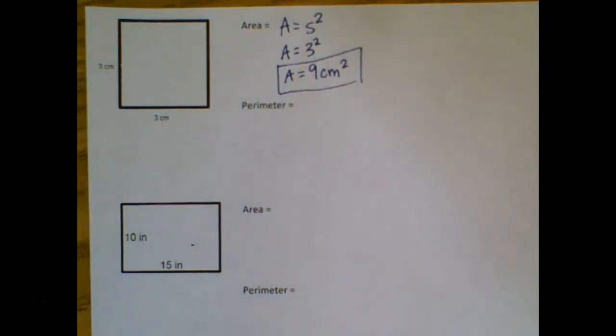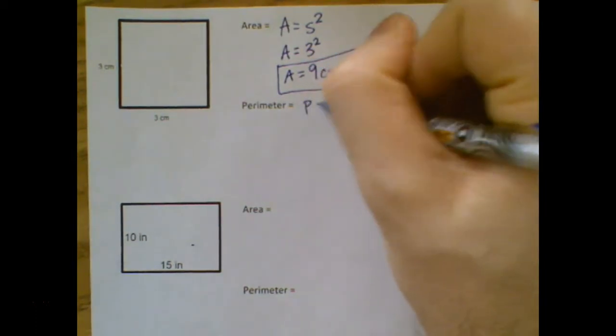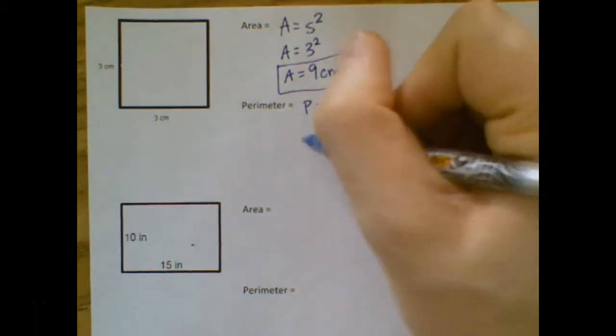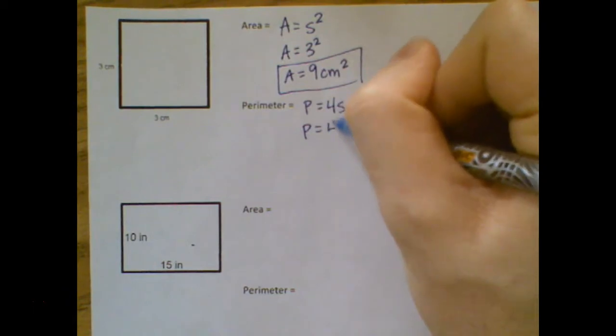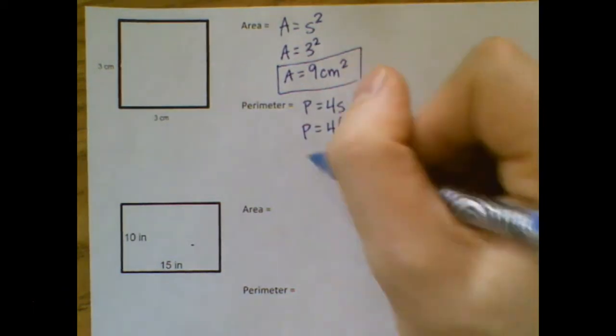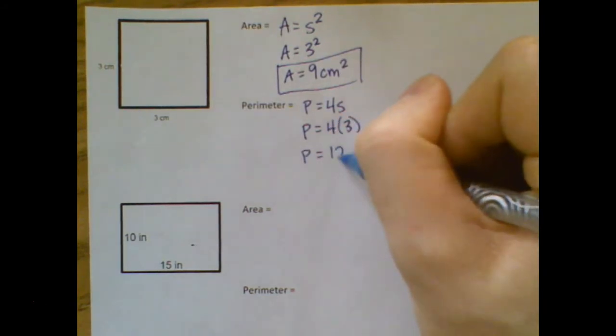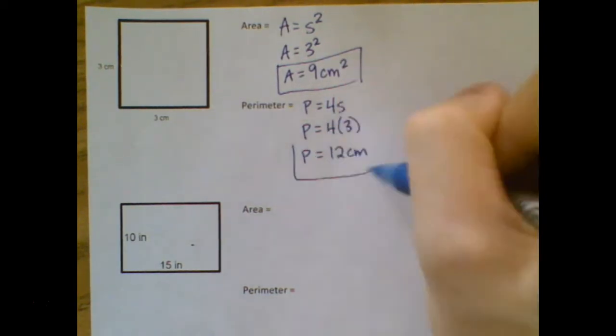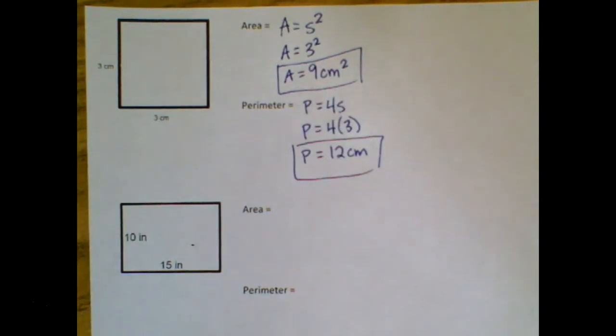Taking a look at the perimeter, since it's a square, P equals 4S, 4 times the length of the side. So that's going to be 4 times the side length of 3. 4 times 3 is 12. The perimeter is 12 centimeters.